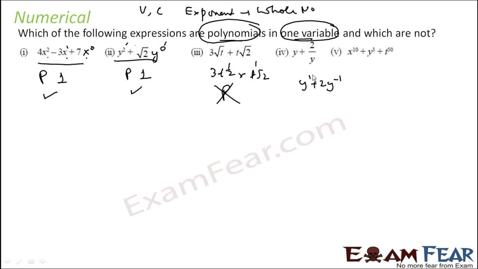So this is y to the power 1, this is y to the power minus 1. 1 is a whole number, minus 1 is not a whole number. So it is not even a polynomial. Since it is not even a polynomial, there is no point in checking whether it is one variable, two variable.